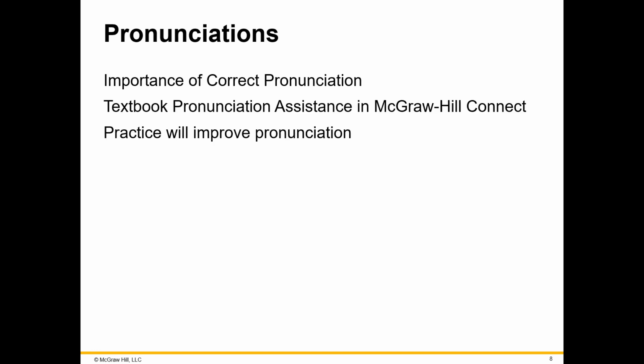Importance of correct pronunciation. Textbook pronunciation assistance is in McGraw-Hill Connect for this chapter. Practice will improve your pronunciation. And it's important because an error in pronunciation or spelling of a medical term can dramatically change its meaning. For quality patient care and safety, you must be sure that you are correctly spelling and pronouncing medical terms. Your textbook again will assist you in the correct pronunciation by spelling the word out phonetically, which means it's spelled how it sounds. You must continually practice saying the word aloud to become comfortable with its pronunciation.